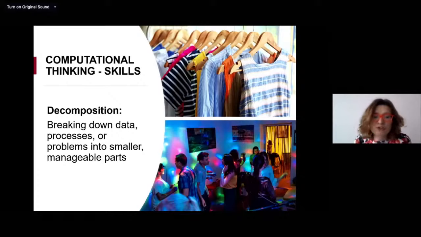The first one is decomposition, so the ability to break down data and processes or problems into smaller, manageable parts. So if you want to analyze some phenomenon, you just don't just look at it at large. You pick up some elements and try to look at them. So, for example, if you're interested in fashion, you can skip the strategies of the companies that produce clothes or sell clothes. You can concentrate on what customers do. Or when you want to analyze the dynamics of a party, you just can concentrate on the individual decisions of when to come to the party, when to leave, and so on.